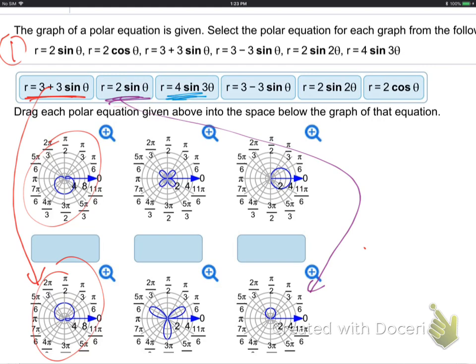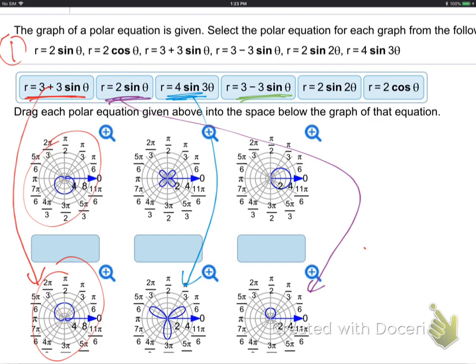R equals 4 sine 3 theta. What's that going to be? Yeah, it's got the 3 theta. So that always makes it a rose. And it's an odd rose. Odd rose, so how many petals? 3. Going to be 3. We see it down there. There it is. All right, we're rolling these out.